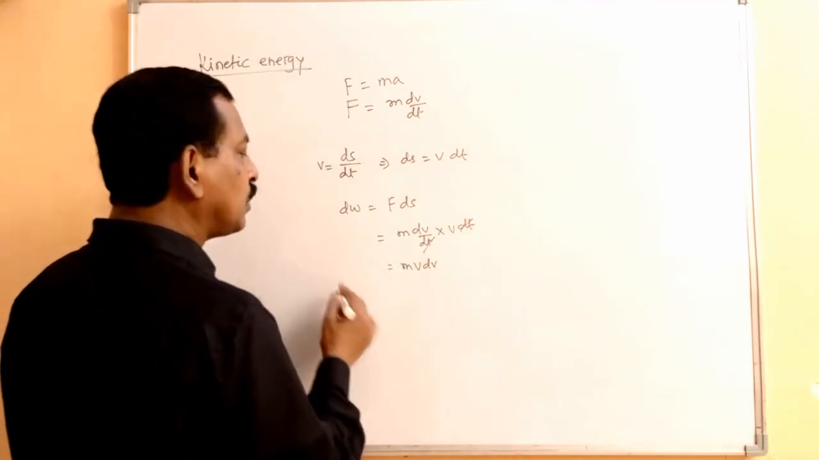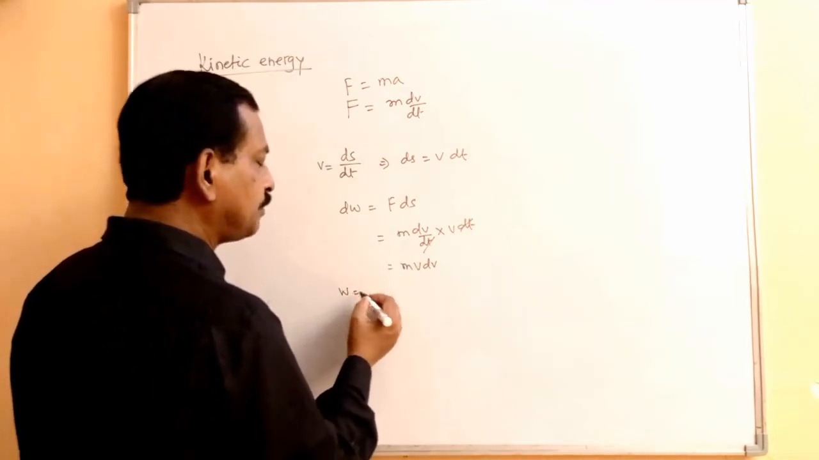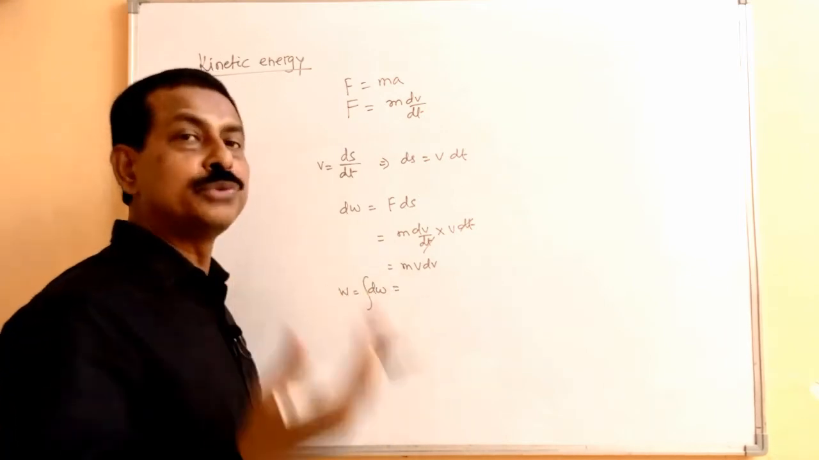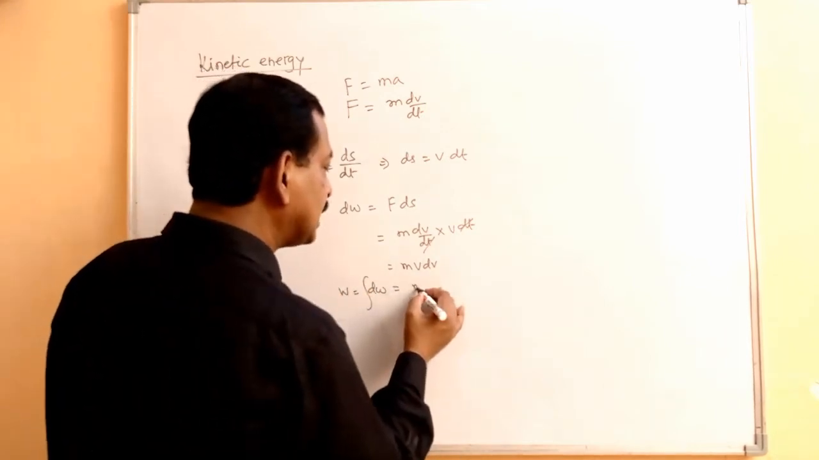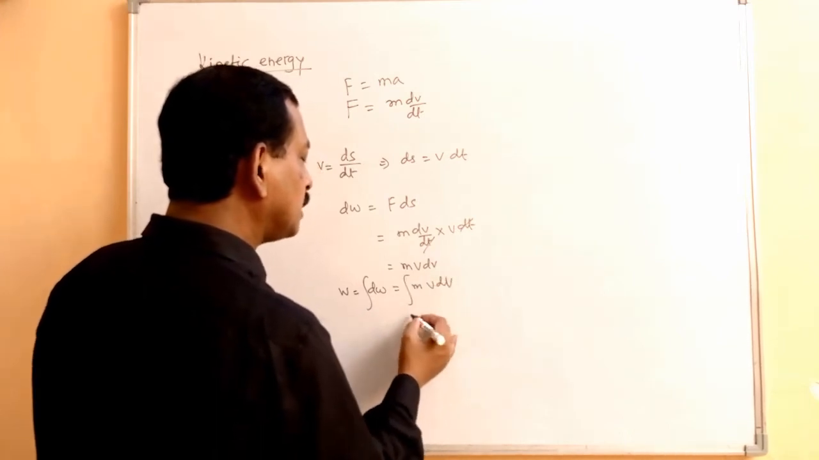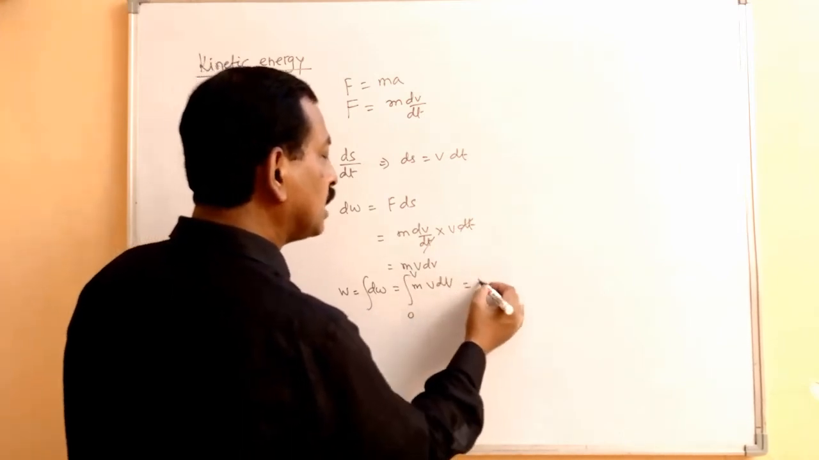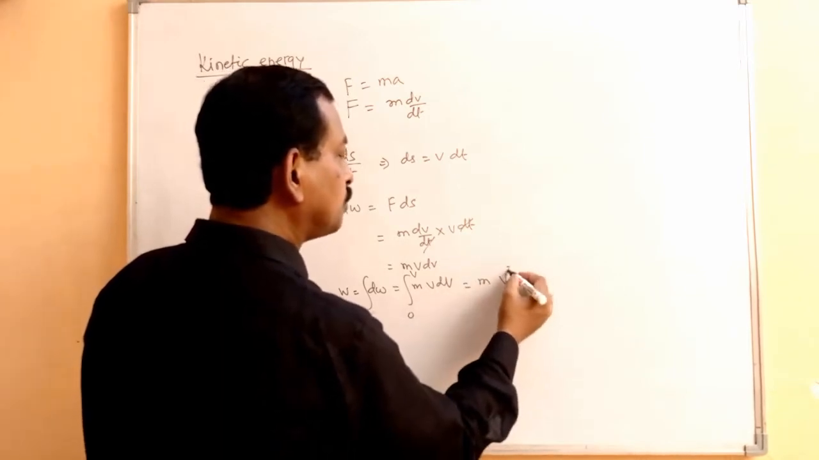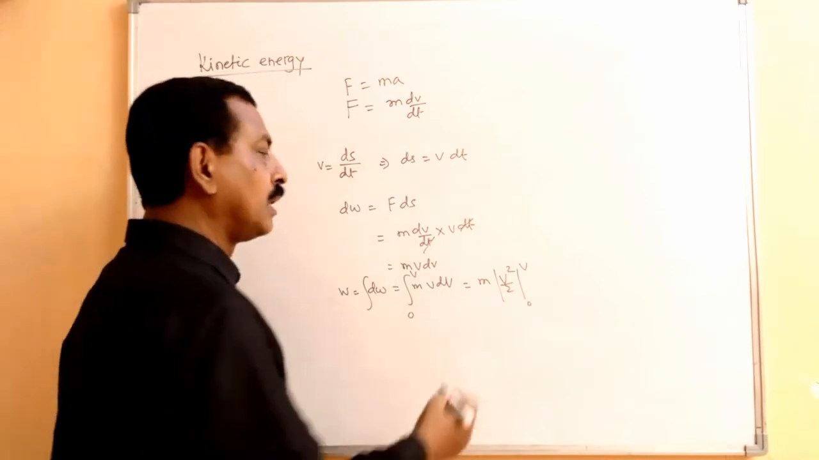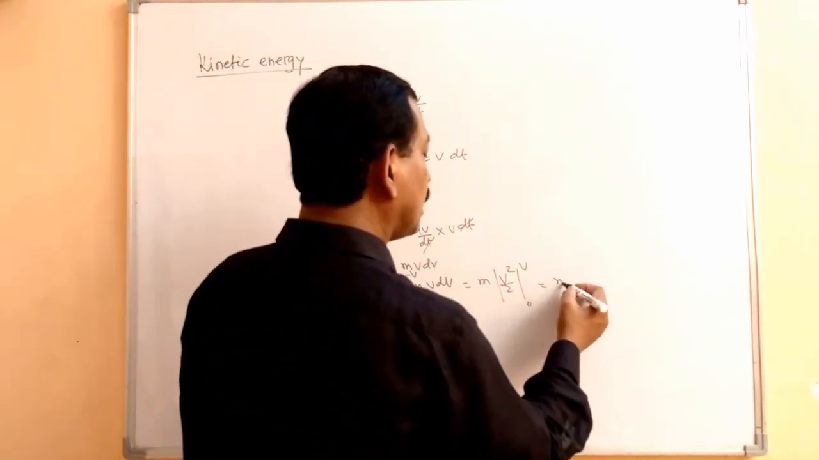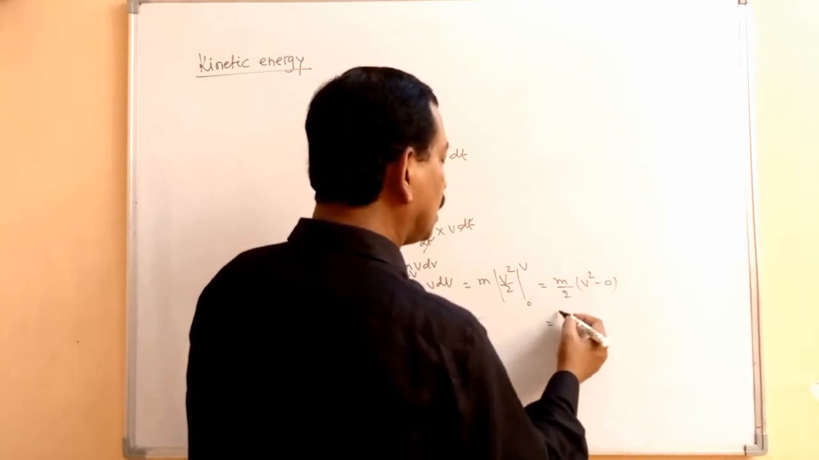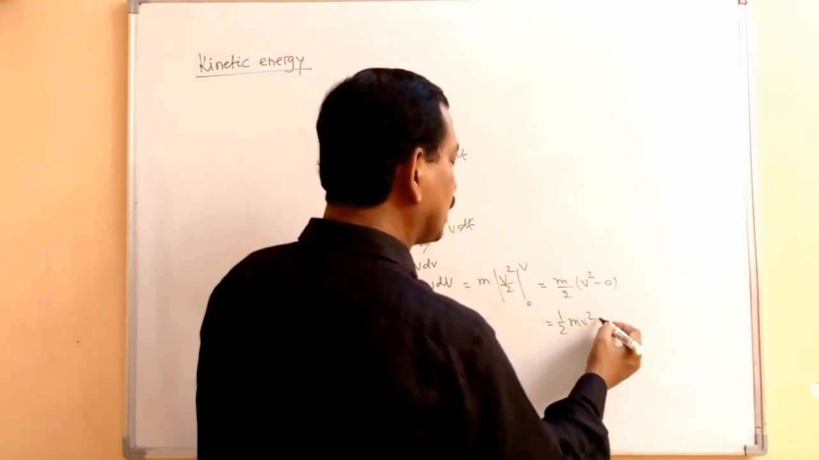So here, this is the work done. Therefore, total work done when the velocity changes from 0 to v. So in that case, it is your ∫ m v dv, from 0 to v. m v dv integrates to v square by 2, from 0 to v, and that will be equal to m by 2 v square minus 0, or that is your half mv square.